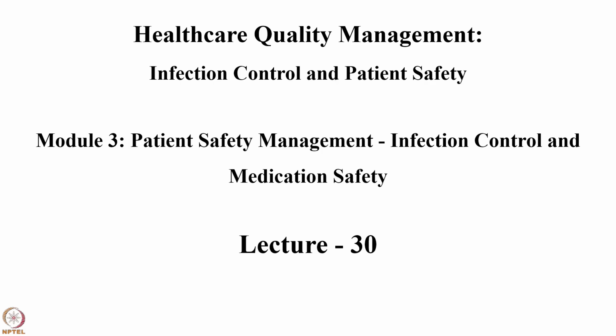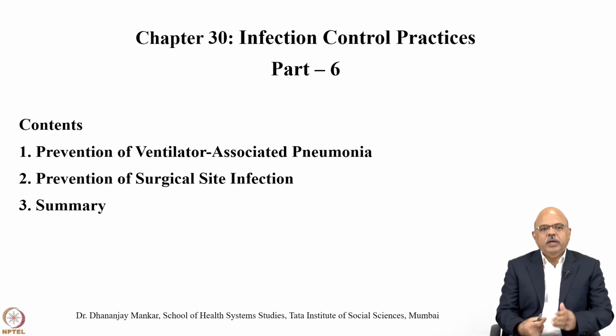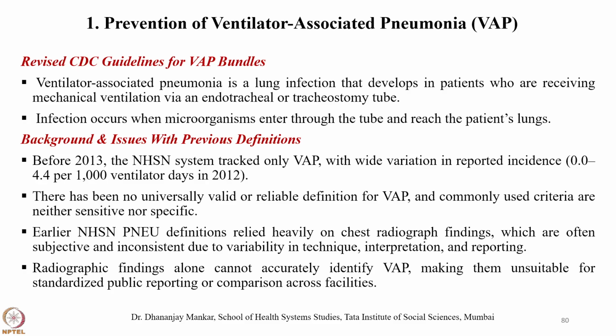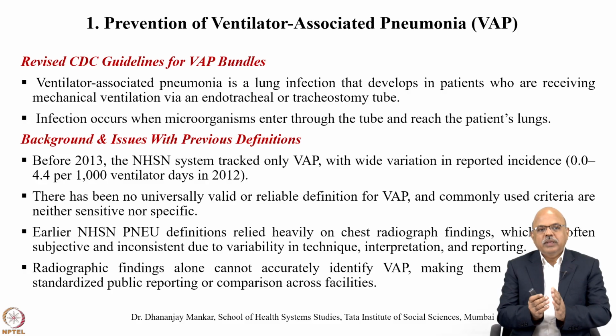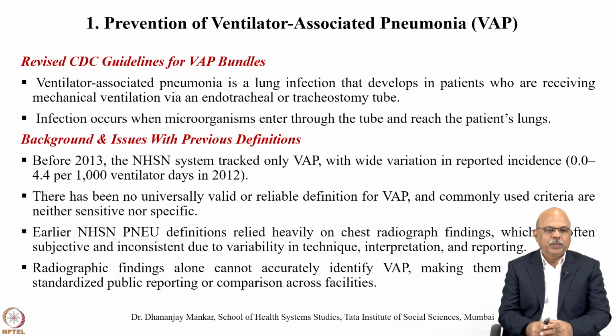In continuation with the Module 3 discussion, we will be starting today with Chapter 30, that is Infection Control Practices Part 6. In this chapter, we will be discussing prevention of Ventilator-Associated Pneumonia, that is called VAP, and prevention of surgical site infection, that is SSI. So, in prevention of ventilator-associated pneumonia, that is VAP, we will see the revised CDC guidelines for the VAP bundles and the backgrounds and issues with previous definitions.